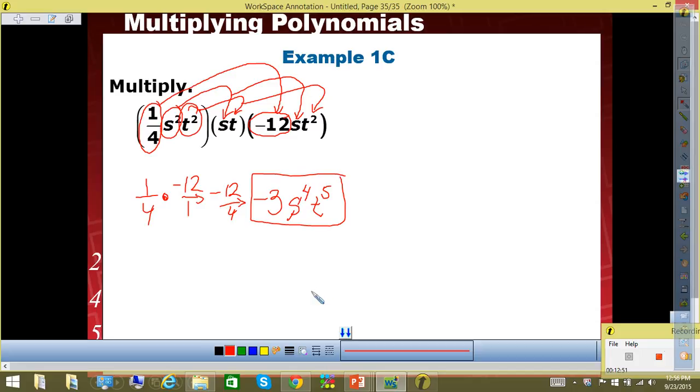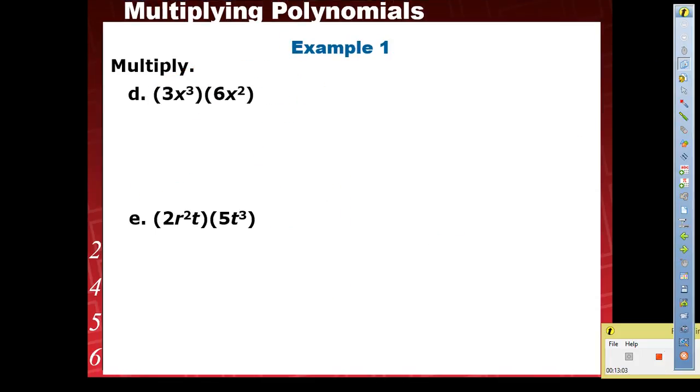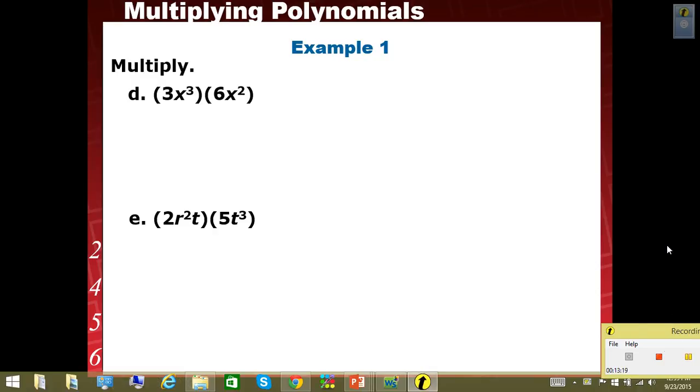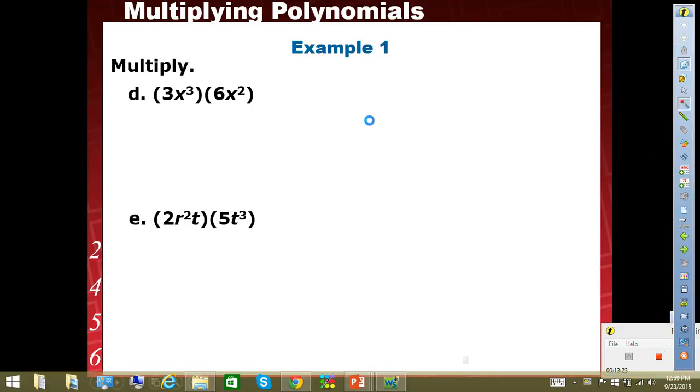So, let's do some more practice. Do these next ones by yourself. Do these two. Choose any method if you want to use the area model or distributive property. You don't have to use both. Copy that. Here we go. Answer. Example 1D.